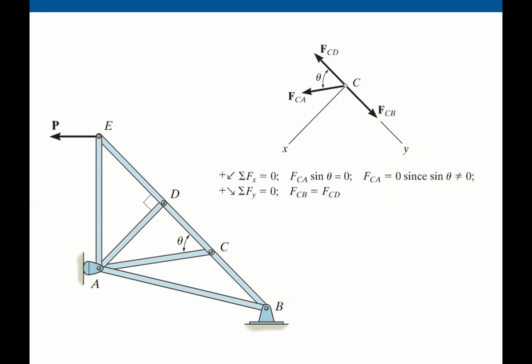About point C, it's the same concept. For the y-axis direction, there are three forces associated. But for the x-axis direction, there is only one force associated, which is Fc sine theta. Fc sine theta should be equal to 0. So that means theta is not 0, which means Fc should be equal to 0. Okay, so that's the reason why these two are zero force members.